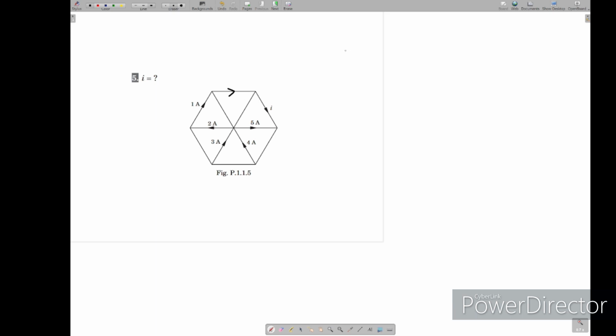Before that I will explain two basic concepts, the most important concepts for network theory. One is KCL, Kirchhoff's current law. This law says that at one particular node or junction the sum of the entering currents equals the sum of the leaving currents. It's like one is entering, one is entering, one is leaving, one is leaving. So you take I1, I2, I3, I4.